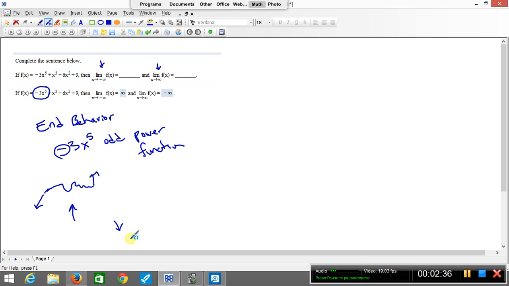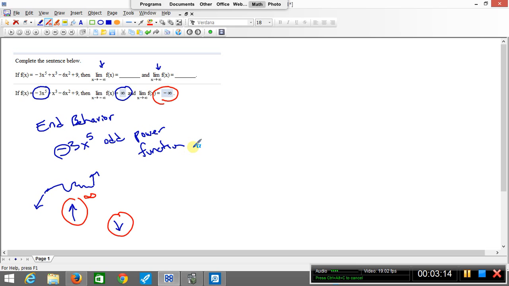Okay, so how I would answer this in this particular case is that the limit of f of x as x goes towards negative infinity is going to be positive infinity, because on the left hand side, I said we have an arrow going up, so that's going up towards positive infinity. And then the limit of f of x as x goes towards positive infinity, as x goes to the right, we have an arrow going down, which means the function value goes towards negative infinity.